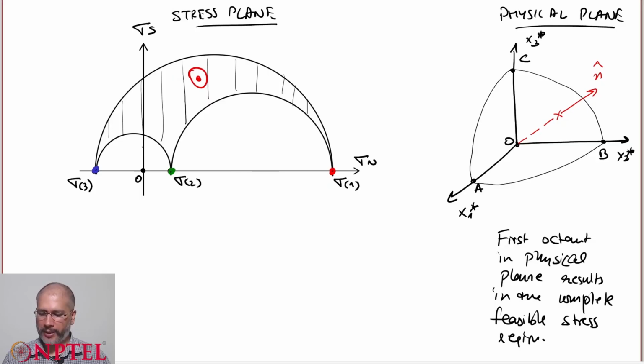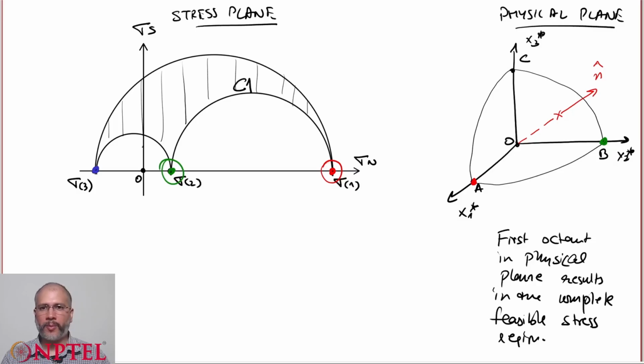Now let's look at points A, B, and C. So the point A on the physical plane, as I've shown, let me change its color to the red color, corresponds to the red point here on the stress plane. The point B corresponds to the green point. So this is point B in the physical plane, and this is point B in the stress plane. And let's call the Mohr circle, which is a circle with the ends as sigma 1 and sigma 2 values on the stress plane, the circle C1. So I'll label this as C1.